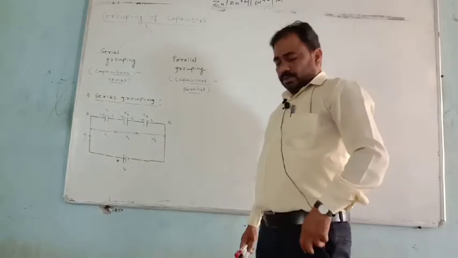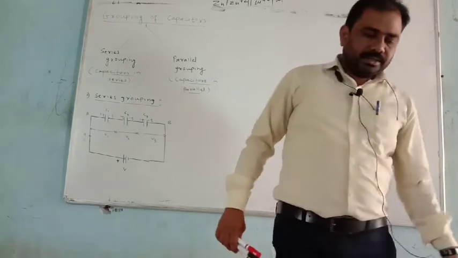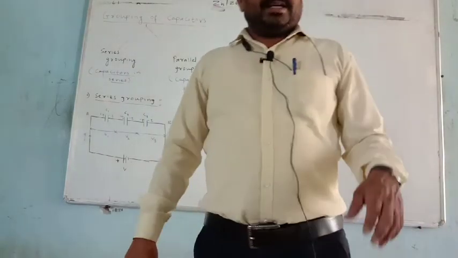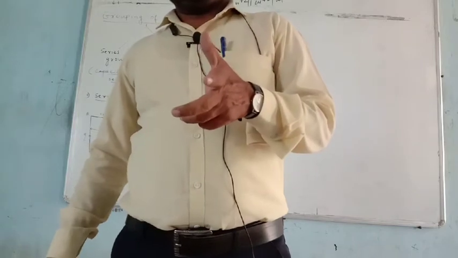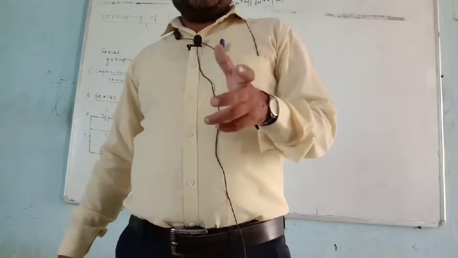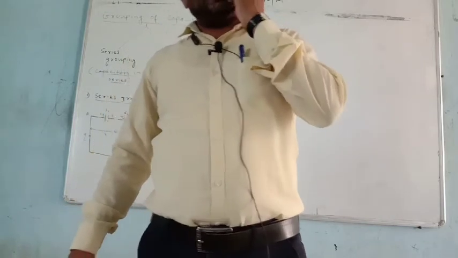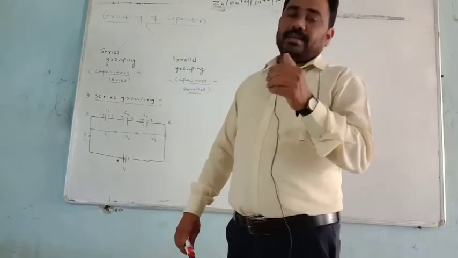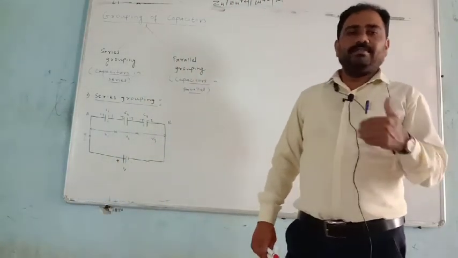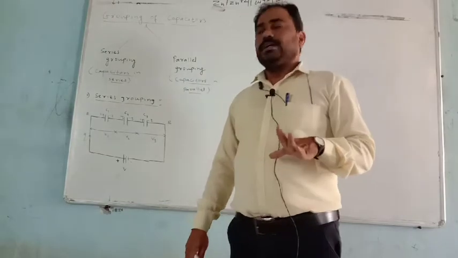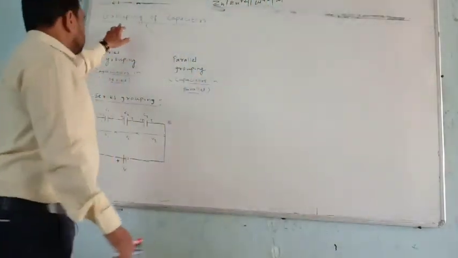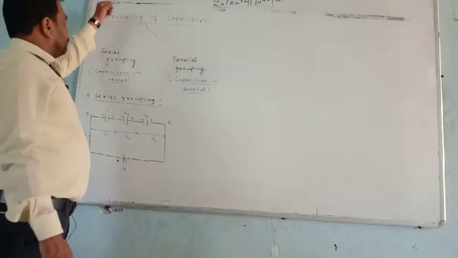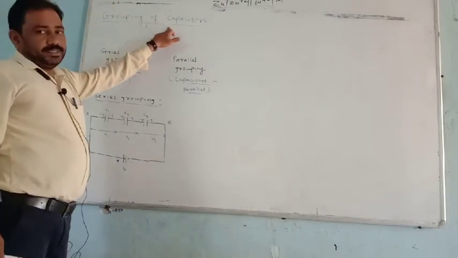Okay, so here, if we connect a number of capacitors in series, or we can say in parallel, then how can we calculate the equivalent capacitance? Equivalent means what? A single capacitor. Let us see in detail. Now see, our today's topic is grouping of capacitors.